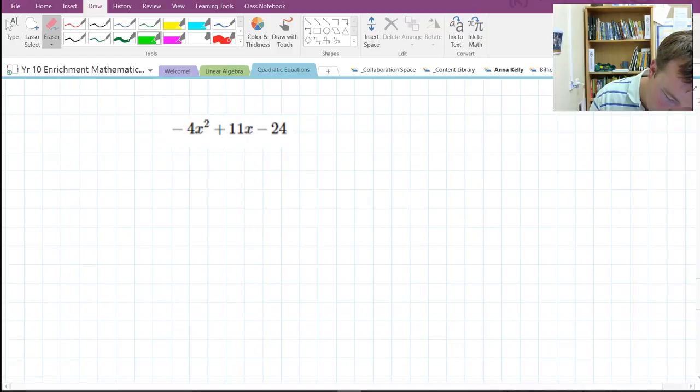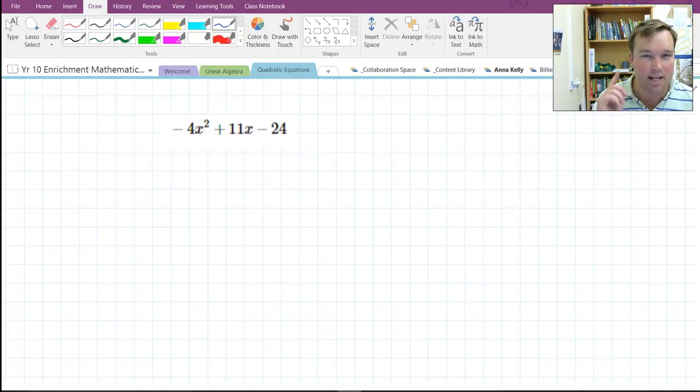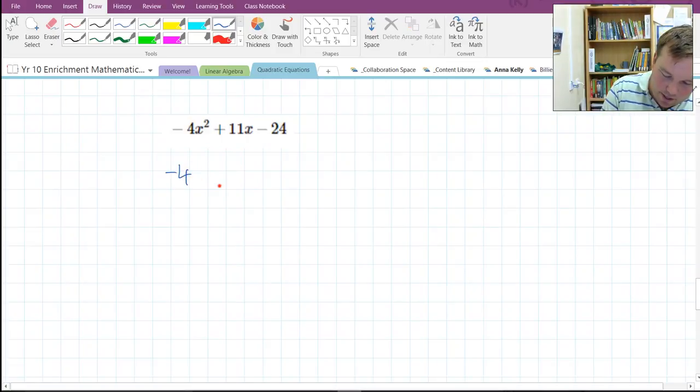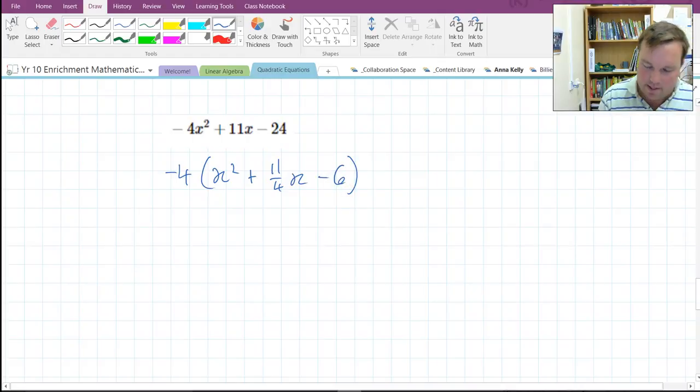Once again, a is not equal to 1. Here's the fun thing. Because a is not equal to 1, we've got to force 1 out. And I can hear what you're saying. We've got to force that minus 4 out. So we take minus 4 out. That leaves us with x squared. Oh dear. 4 doesn't go into the 11. We don't really have a choice at this point. It becomes plus 11 on 4x minus 6.